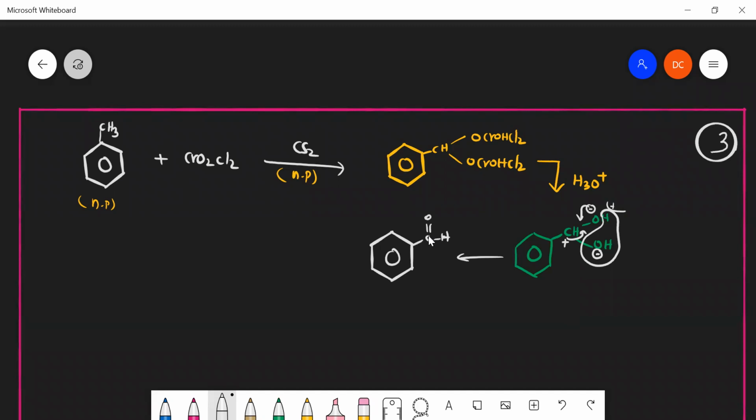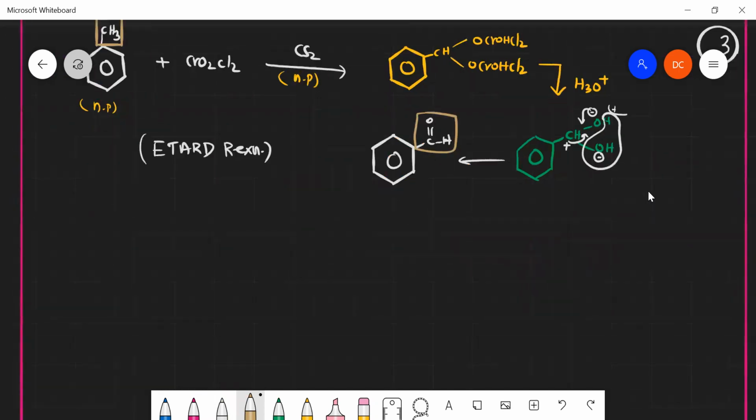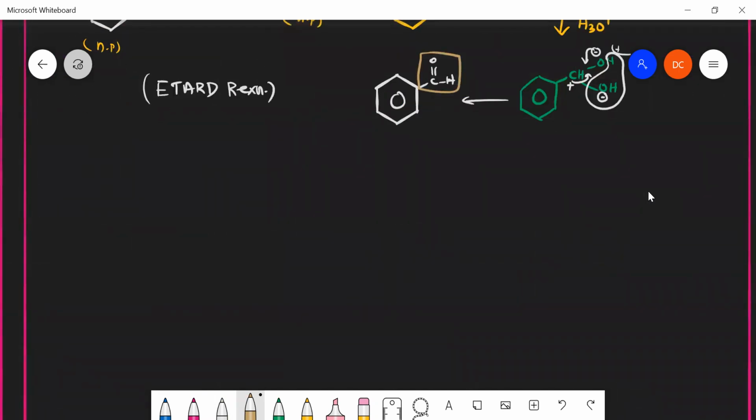Very, very important reaction. This reaction is named the Etard reaction. So the conversion of the methyl group of methylbenzene, CH3, into CHO, that is, conversion of a methyl group into an aldehyde. One of the reactions is the Etard reaction. Very, very important reaction. And one more reaction is also available.